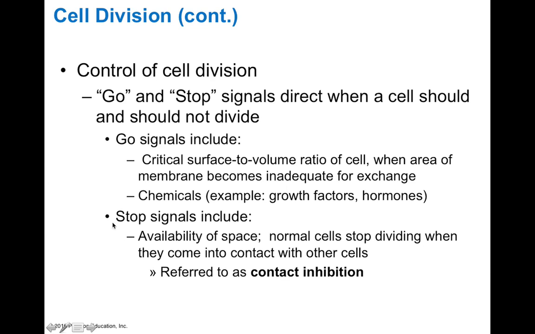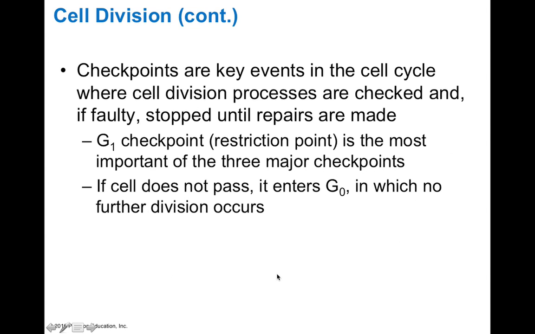And otherwise, we need stop signals, because of the 100 trillion cells in our body, we don't want all of those dividing at once. Some of the stop signals include things like the availability of space in a tissue. If there's not a whole lot of space, then cells stop dividing. Otherwise, normal cells can stop dividing when they come into contact with other cells, and we refer to this as contact inhibition. That way these cells understand at the cellular level that there's no more space to divide, and they've occupied all the space in the tissue.